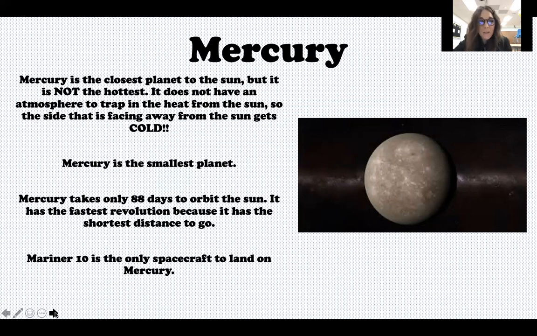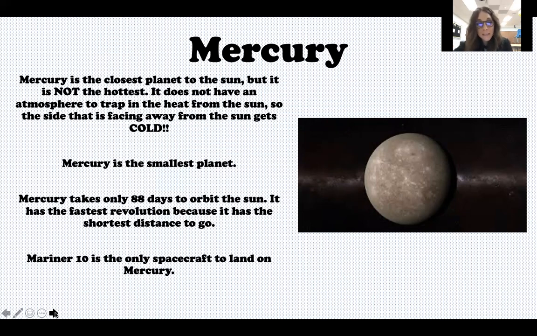So the side that is facing away from the sun gets very, very cold. And the part that's facing the sun gets very, very hot. Okay, so that's important to remember. It's the closest to the sun, but it is not the hottest. Mercury is the smallest planet out of all 8 planets. And here's what I was talking about a minute ago. Mercury takes only 88 days to orbit the sun.